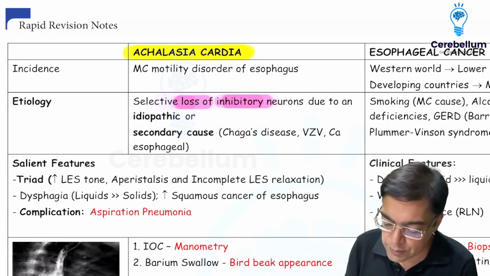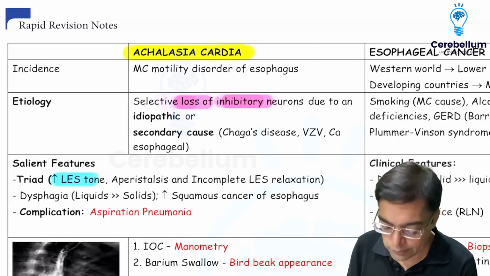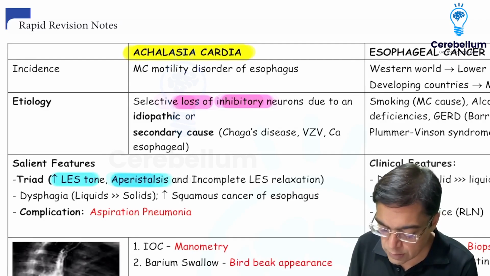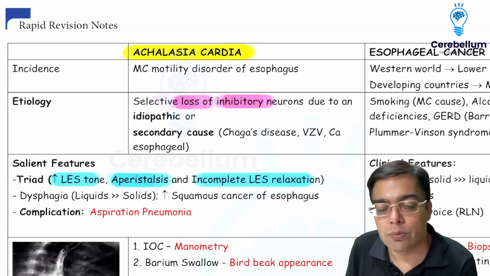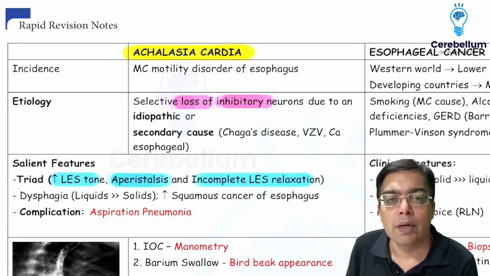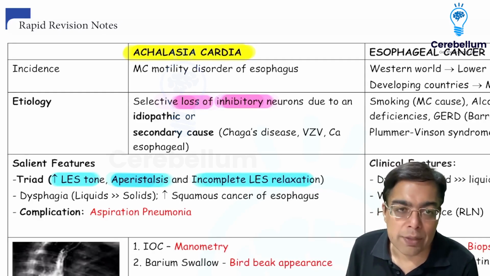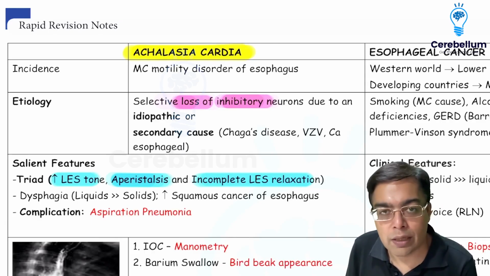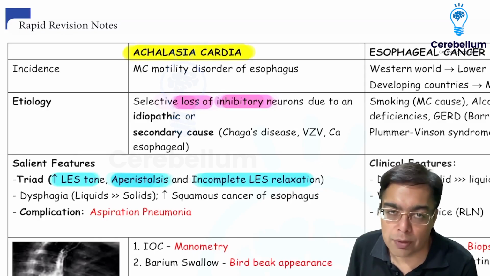This condition is characterized by three important findings. Patients are going to have an increase in the tone of the lower esophageal sphincter. There is going to be absence of peristalsis, and there is going to be incomplete lower esophageal sphincter relaxation, because of which patients characteristically have dysphagia, which is more commonly observed for liquids in comparison to solid food. Over a period of time, it is associated with a higher risk of development of squamous cell carcinoma of the esophagus. One of the complications which may be seen in these patients because of the constriction is that the food material can come back, and that can result in a complication like aspiration pneumonia.